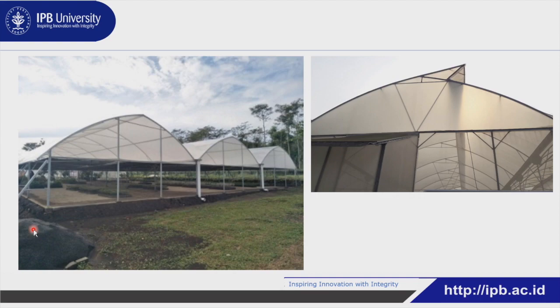Here is another example. You can see here, this is the bulbo greenhouse without walls. In contrast, there's also a type of tropical greenhouse that is fully closed. This one that we have is equipped with atmosphere control, so humidity and temperature we can control in this greenhouse.